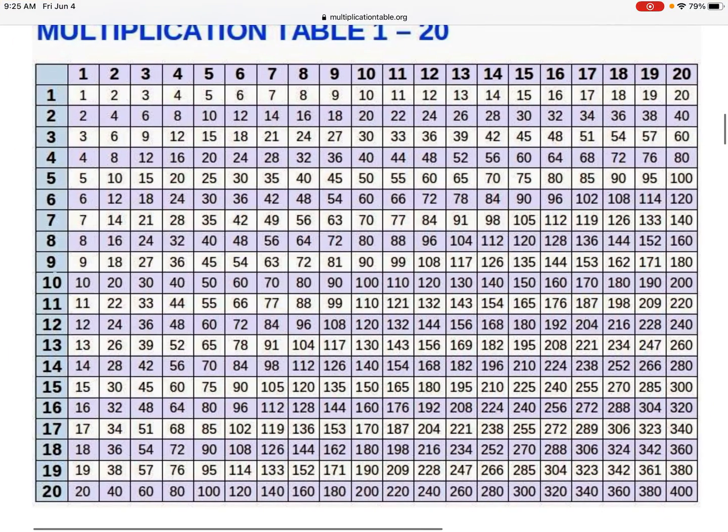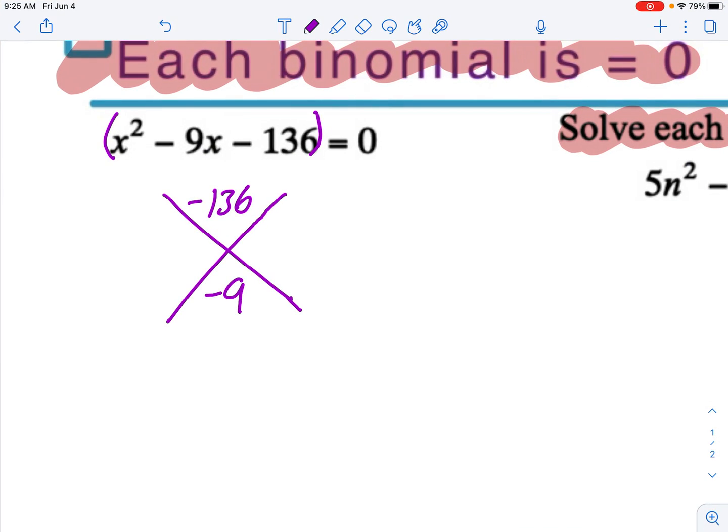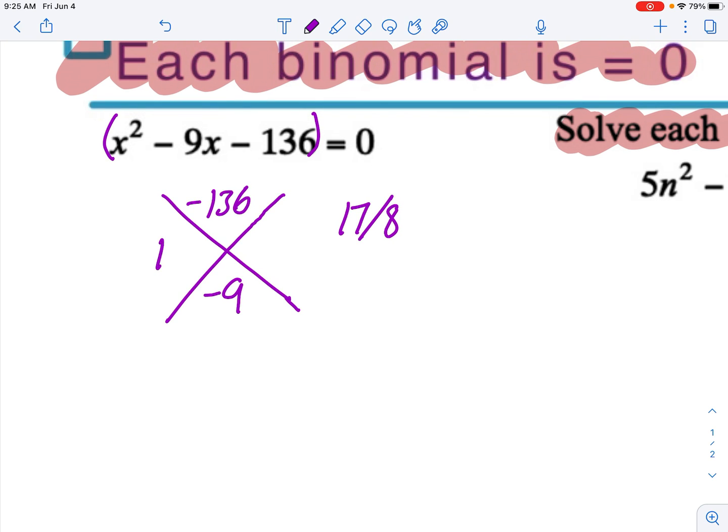So let's look for 136 here. And 136, where are you? Cannot find 136. 17 and 8. Okay. 17 and 8. 17 minus 8 is 9. Perfect. So 17 and 8. But because we have a negative here, that means that one of these has to be negative. So since 9 on the bottom is negative, that means a bigger number is going to be negative. So that 17 is negative, the 8 is positive, right?